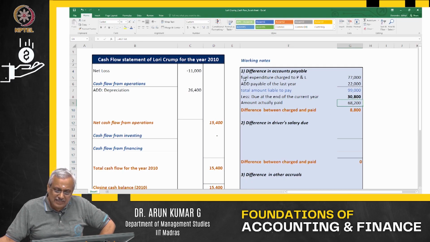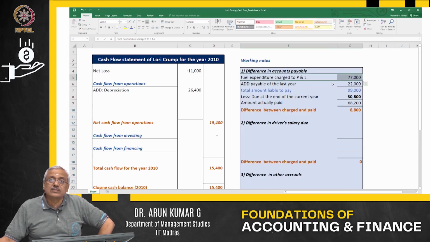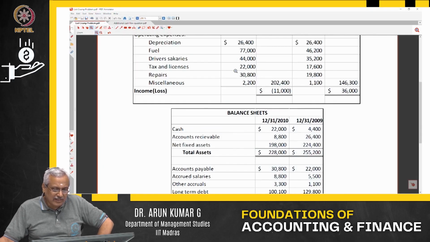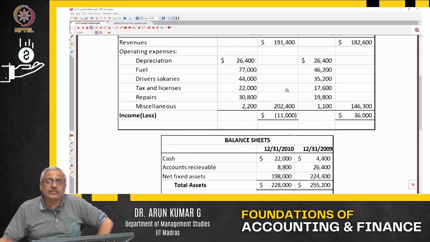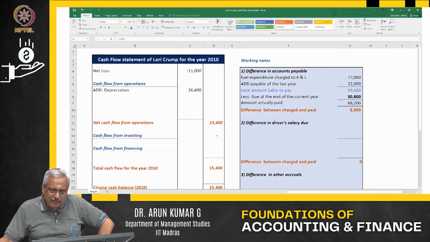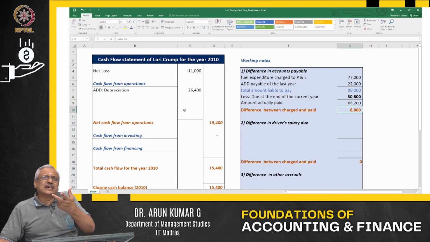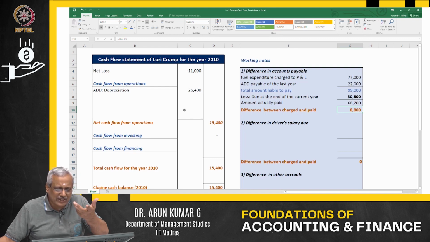So, what have you charged in the P&L? 77,000, and then you have arrived at a loss of 11,000. Whereas, how much have you paid? You have paid only 68,200. That is, you have overcharged 8,800. Am I with you on this? Cash has not gone out to the extent of 8,800.